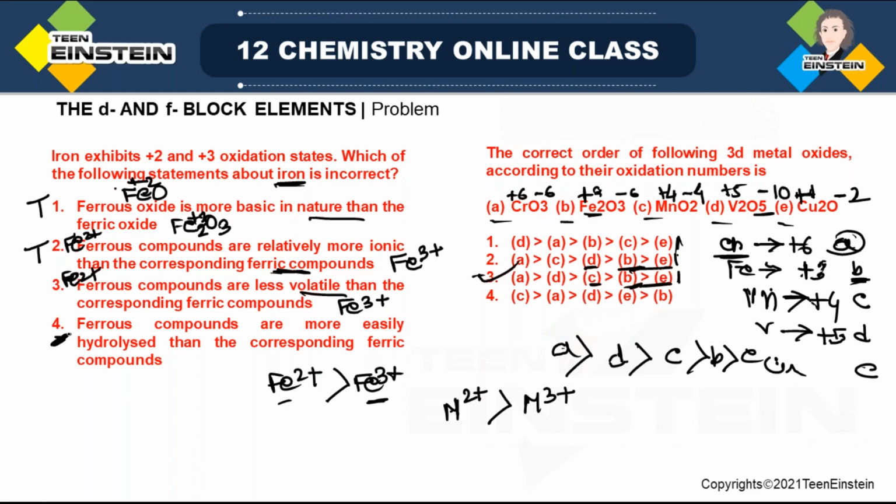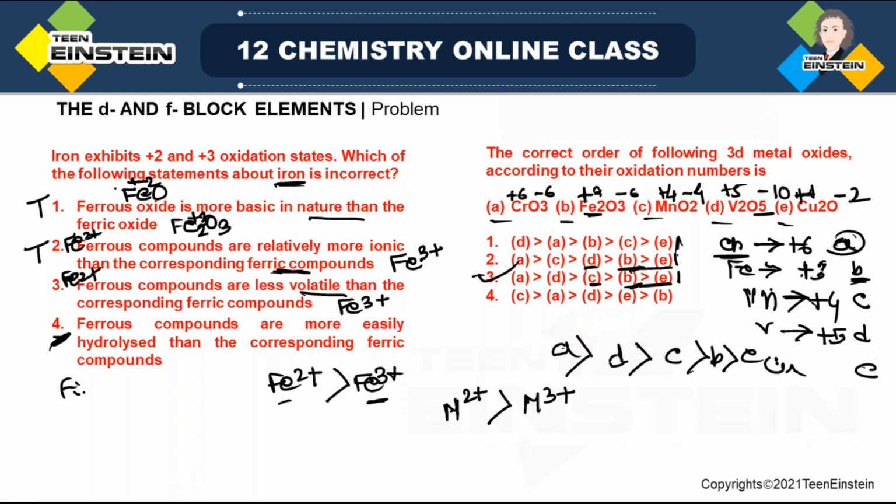Because if you are sure about statement 4, whether it is wrong or not, then easily you can choose the correct option. Because 1 and 2 we are sure, and if you are sure about 4, then you can easily understand which option will be the correct option. The fourth statement: ferrous compounds are more easily hydrolyzed than the corresponding ferric compounds.